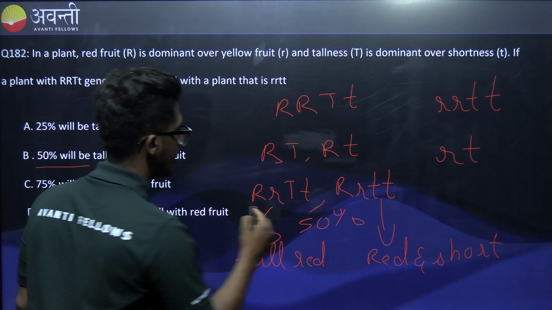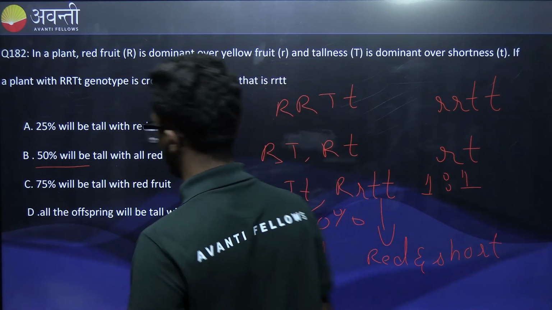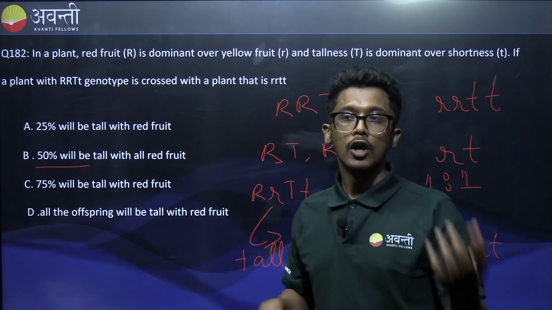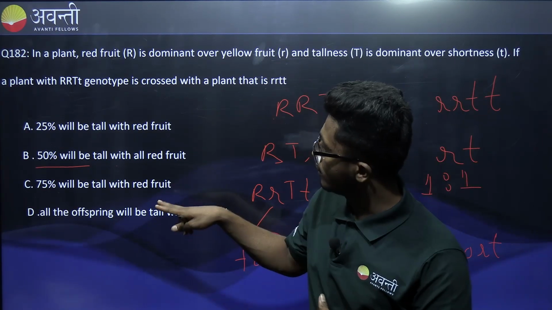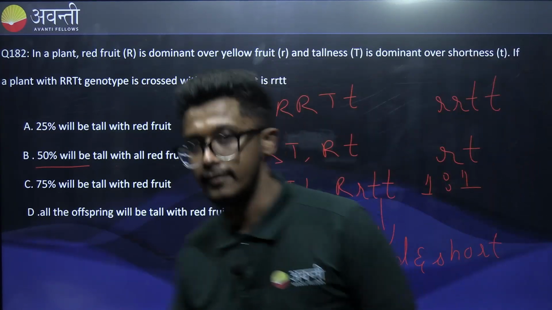So what is the ratio here, guys? 1:1. So what is the answer? 50% will be tall with red fruit, and 50% will be short with red fruit. So that is the answer.